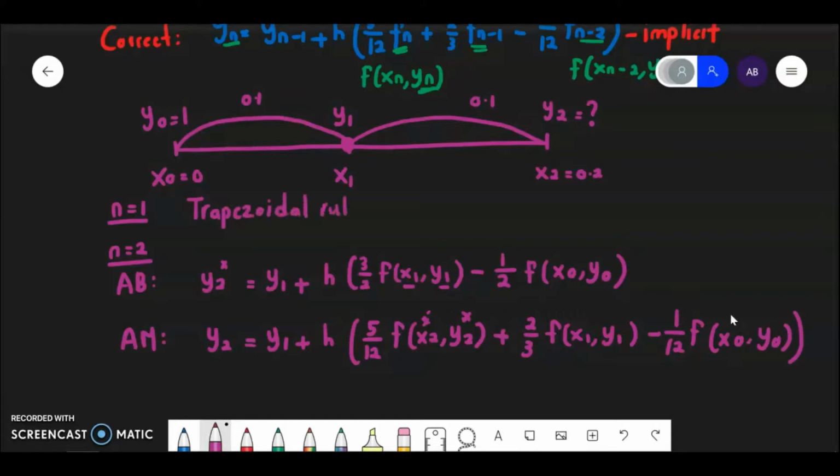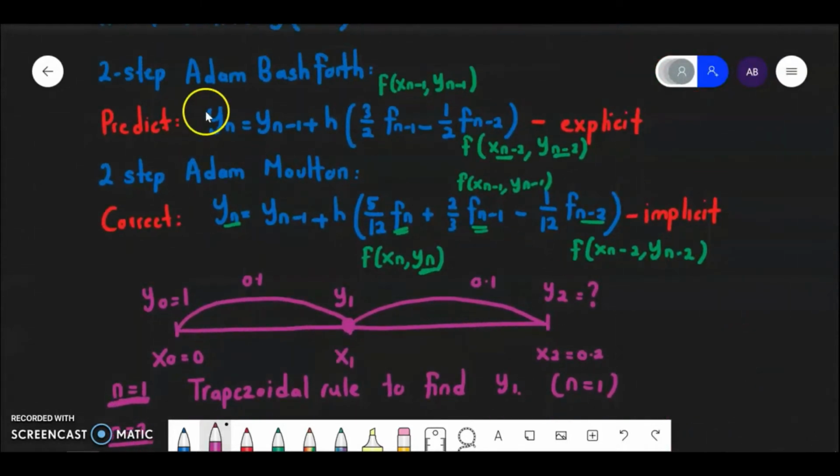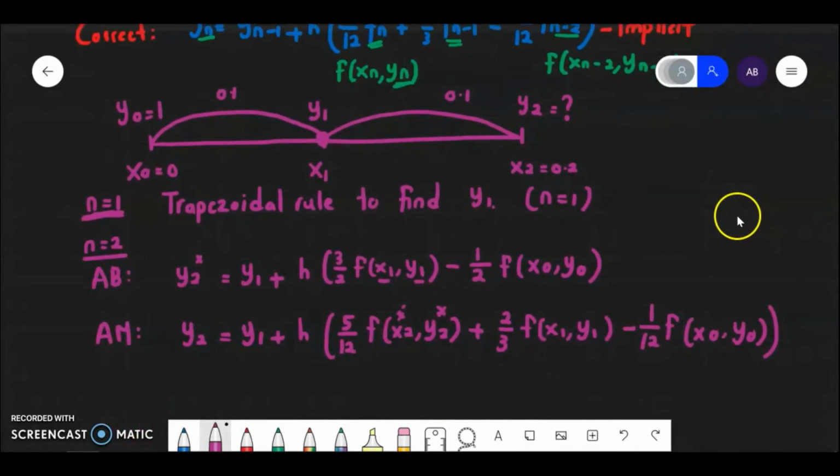Trapezoidal rule to find y1. Once you use the trapezoidal rule, one step where n equals 1, I've already written here. For n equals 1, I'm going to use the trapezoidal rule, which is order 2. Now I need to say that this method is order 2. The two-step Adams-Bashforth method is order 2. So for the starter, you can use the midpoint rule or the trapezoidal rule.